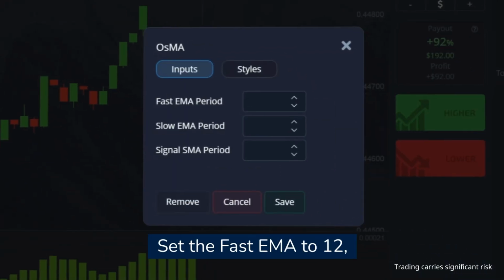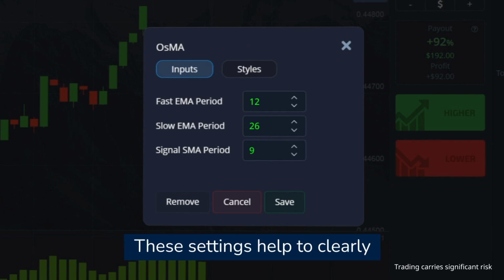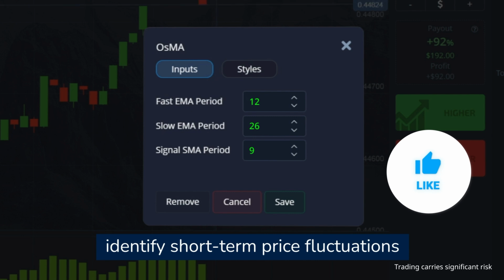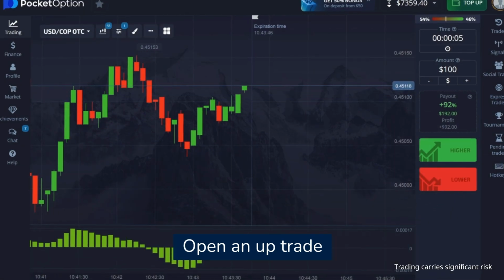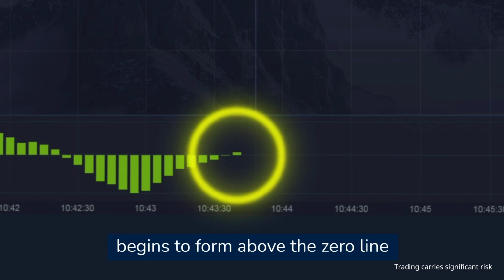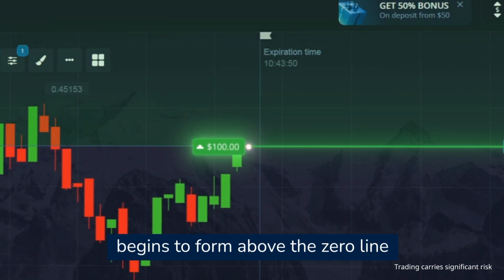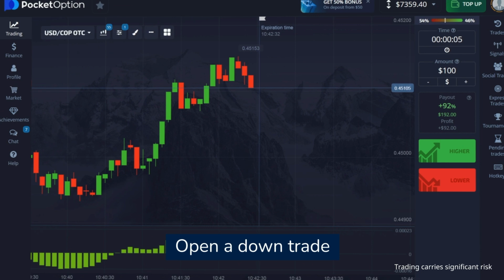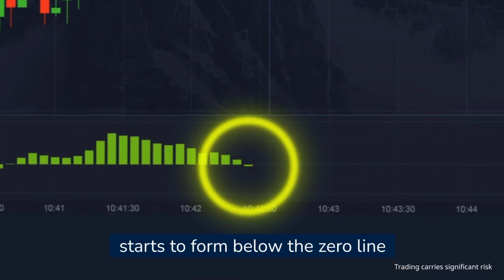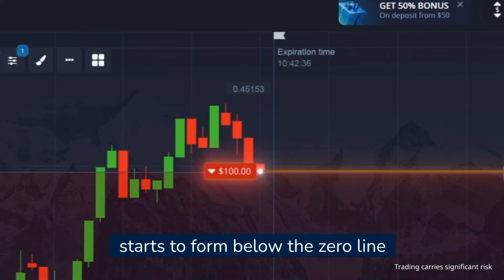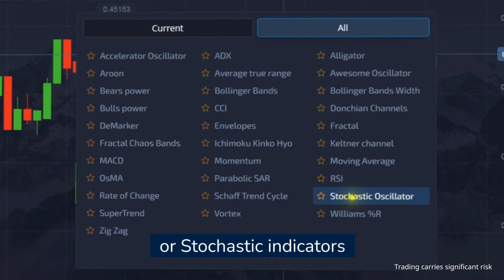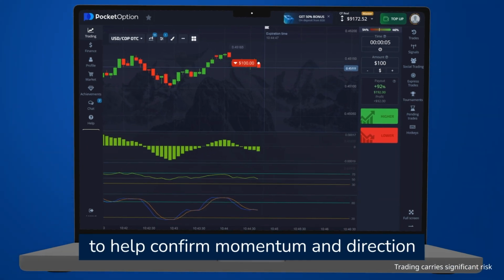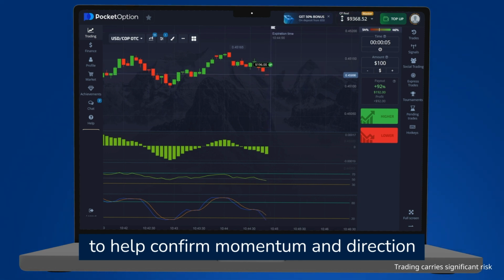Set the fast EMA to 12, the slow EMA to 26, and the signal SMA to 9. These settings help to clearly identify short-term price fluctuations. Open an up trade when the histogram bar begins to form above the zero line. Open a down trade when the histogram bar starts to form below the zero line. Combine the OsMA indicator with RSI or stochastic indicators to help confirm momentum and direction.